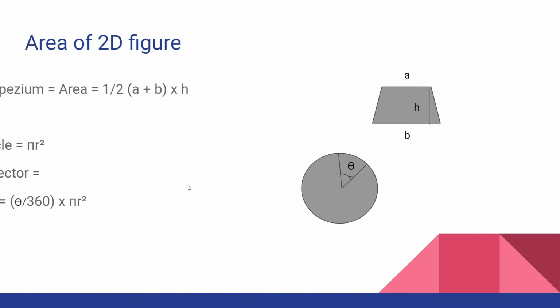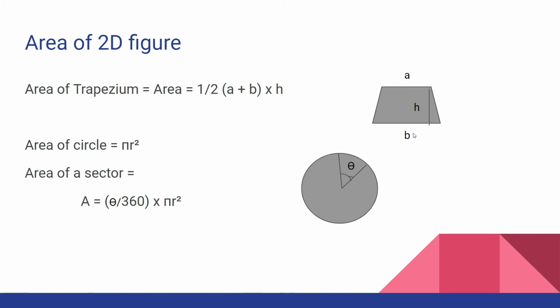Area of a trapezium is given by half the sum of parallel sides into height, and we all know area of a circle is equal to pi r square. Area of a sector is equal to theta upon 360 into pi r square when theta is in degrees. If theta is in radians, then the formula will be theta upon 2 pi into pi r square.